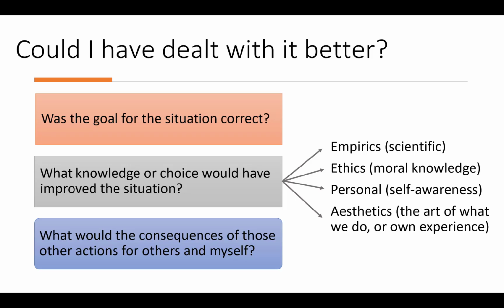And we can revisit whether the goal for the situation was correct and whether or not the actions taken to achieve those goals were the best way forward in that particular type of situation. And then we get to the meat and bones of this, which is what knowledge or choice could have improved the situation. John suggests there might be 4 areas that you could look at around this, and the first is the empirical, the scientific route for looking for improvement.